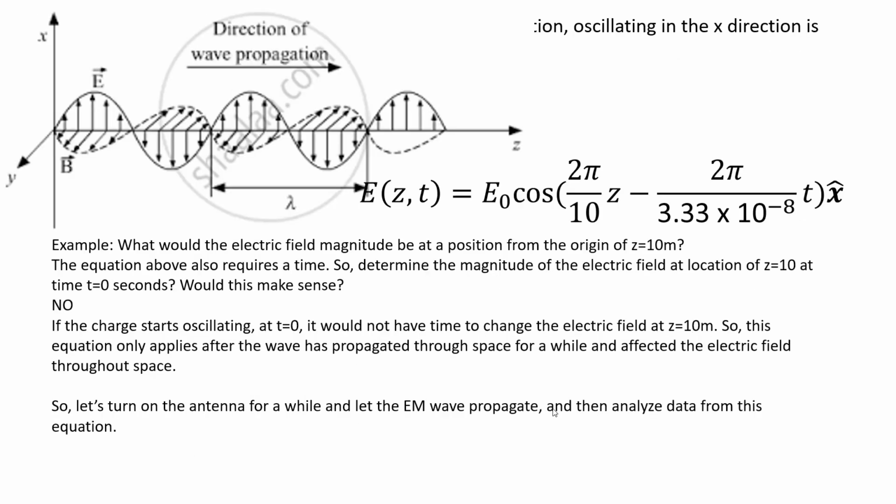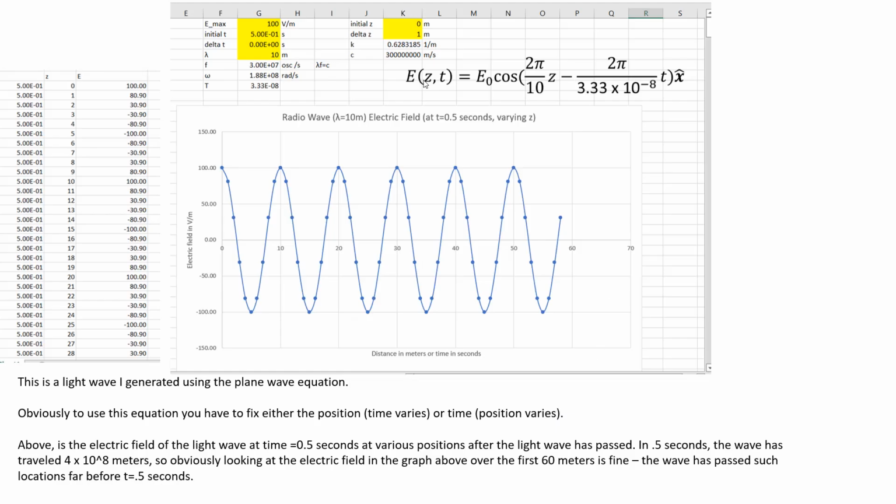Then what I did is I graphed this in Excel. I ran this over these times and over these distances to generate this wave. So what am I looking at here? Obviously this is a function of z and t. So you have to fix either position or time and then vary the other. In this scenario, I'm saying, at 0.5 seconds, let's look at the wave at various positions. The wave at 0.5 seconds obviously is past 60 meters.